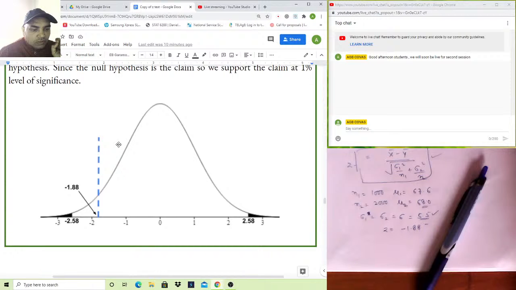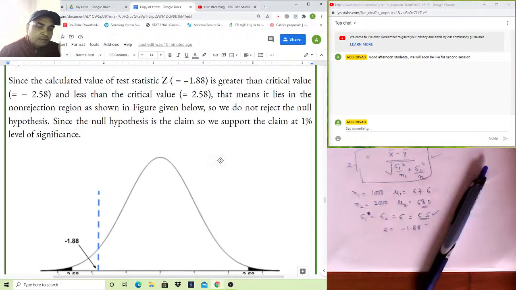Okay, so if you see, this is the plus 2.58, and your minus 1.88 lies in the acceptance region. So we will accept the null hypothesis. Hence the mean height of a Punjab woman and that of the Tamil Nadu woman are the same with 99% confidence interval.